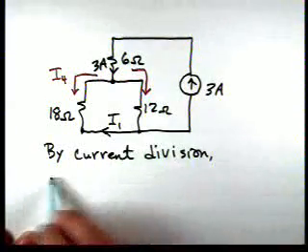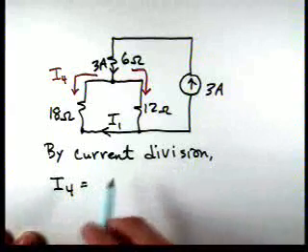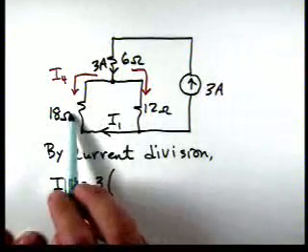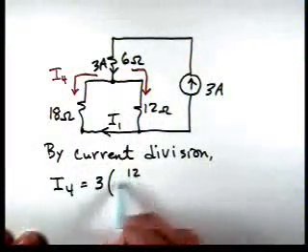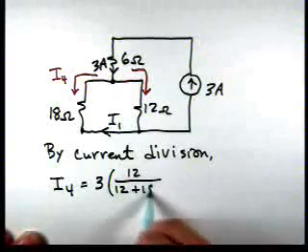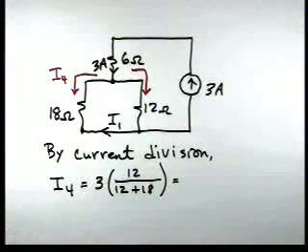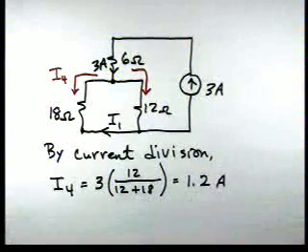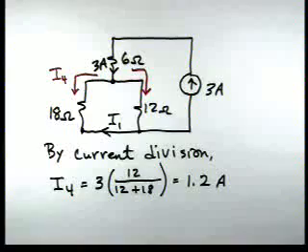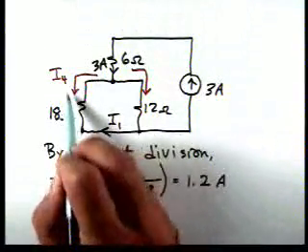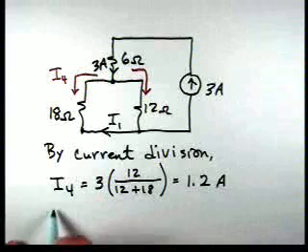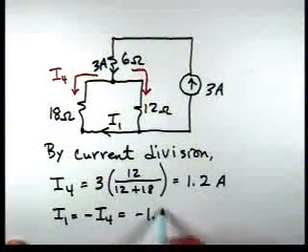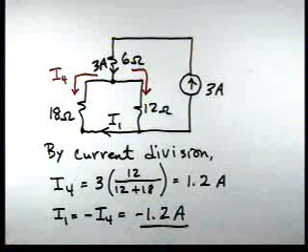I4 then becomes 3, and since we want the current through this resistor, we'll place this one in the numerator, 12 over 12 plus 18, and this is going to give us 1.2 amps. Now if we look at our diagram, we have I4 defined as shown, and I1 is flowing in the opposite direction, so I1 is a negative of I4, which gives a current of minus 1.2 amps for I1.